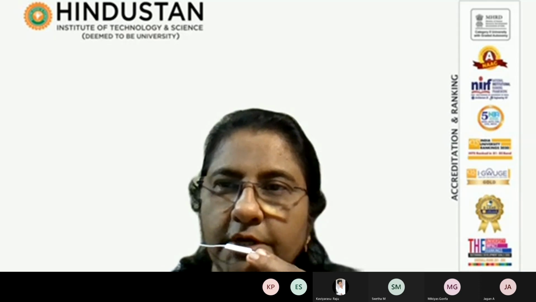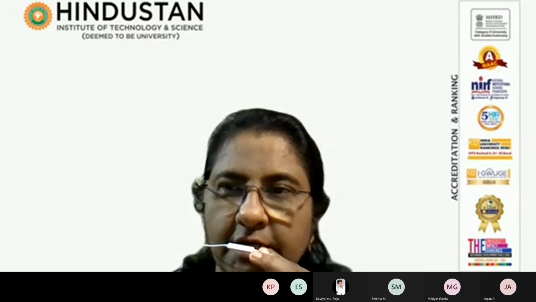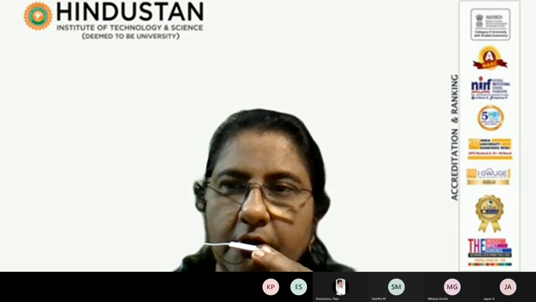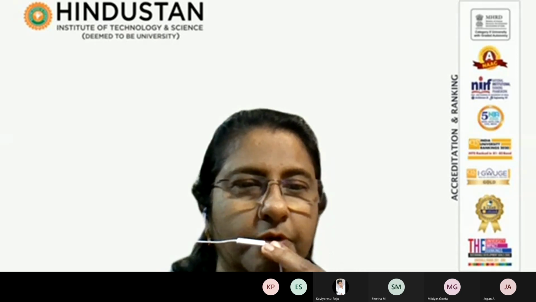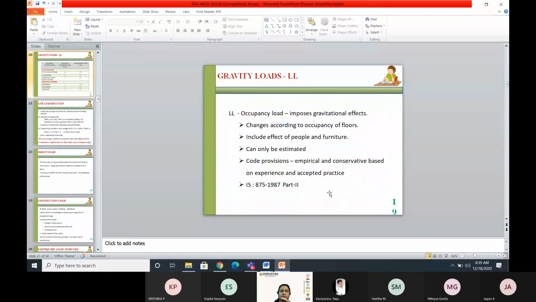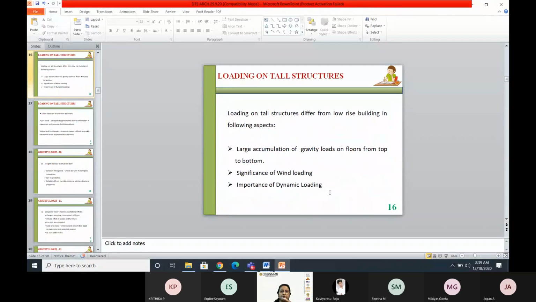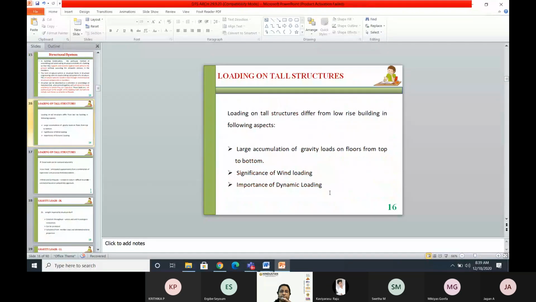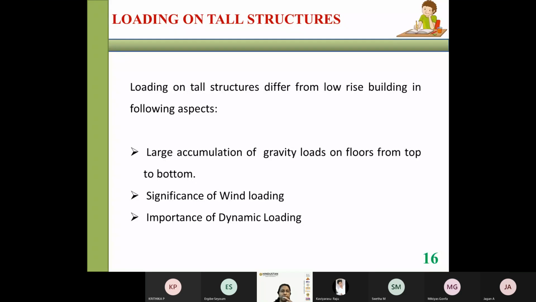Okay, so let us start today. What are the loadings that need to be considered when you analyze a tall building? Can you see the slide? Yeah, it's visible, ma'am. Okay, so today let us start with the loading on tall structures.